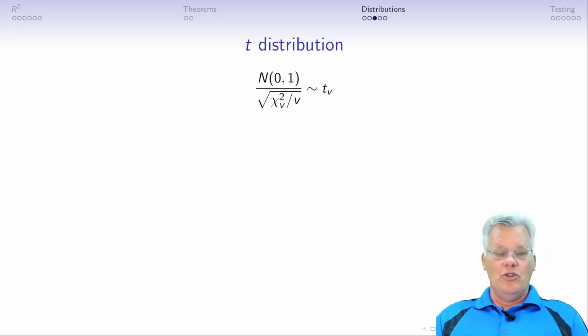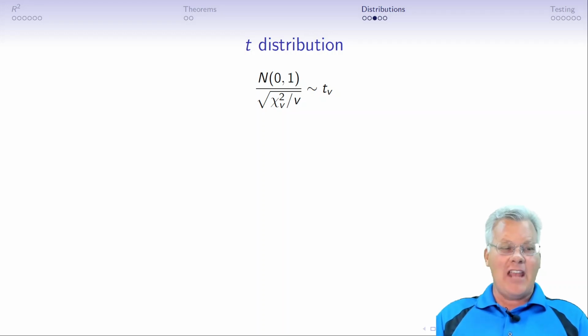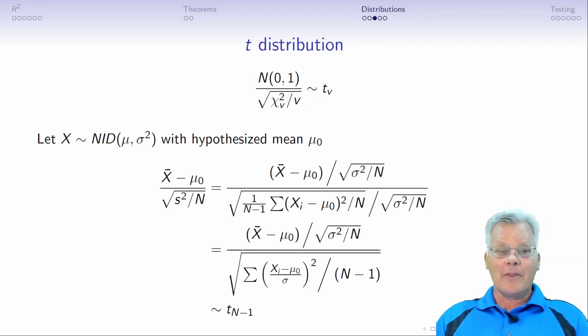The t-distribution is defined as a standard normal random variable divided by the square root of a chi-square random variable divided by its degrees of freedom. That's the definition of something that's distributed t.